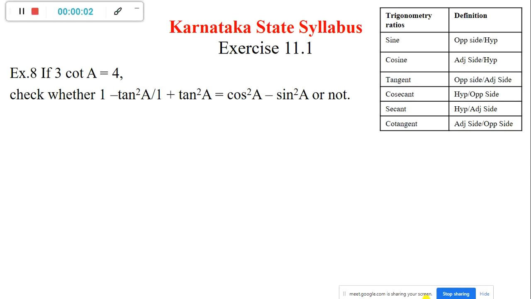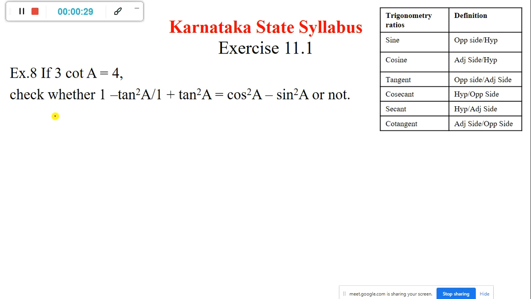So today we'll look into exercise 11.1. The problem statement is: if 3 times cot A is equal to 4, check whether (1 minus tan square A) divided by (1 plus tan square A) is equal to cos square A minus sin square A or not. So I need to check whether the LHS is equal to the RHS or not.